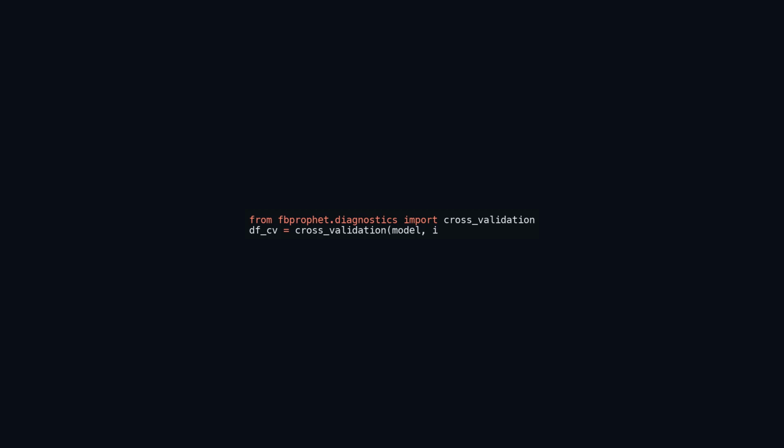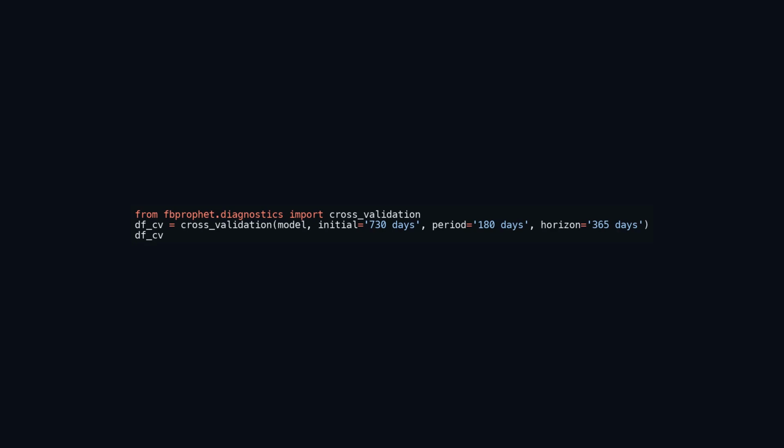Finally, the horizon equals 365 days parameter sets the forecast horizon to 1 year, meaning the model will predict values for the next 365 days after each retraining. The output, df_CV, is a data frame containing the cross-validation results, allowing for performance analysis of the model over the specified time frames. The df_CV.head function then displays the first few rows of this data frame, summarizing the results.